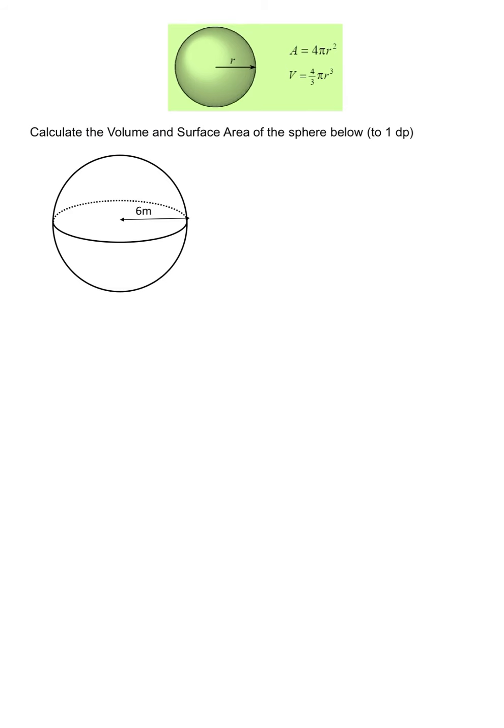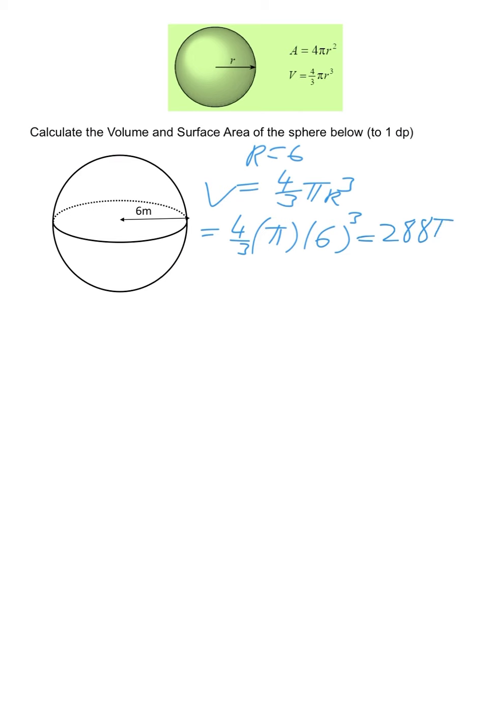So we're told the radius is 6 meters. So I'm going to get the volume first. So the volume is 4 over 3 times pi times the radius cubed. So we have 4 over 3 times pi times 6 cubed, and that is equal to 288 pi. And then to one decimal place, that'll be 904.8 meters cubed. Remember, I'm doing volume, so I need to put it cubed.